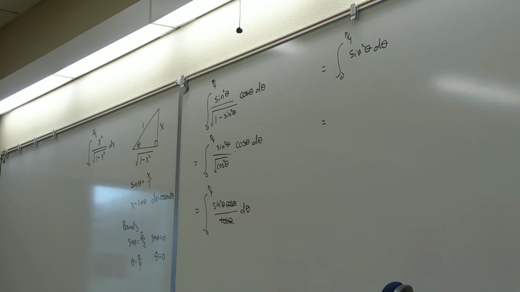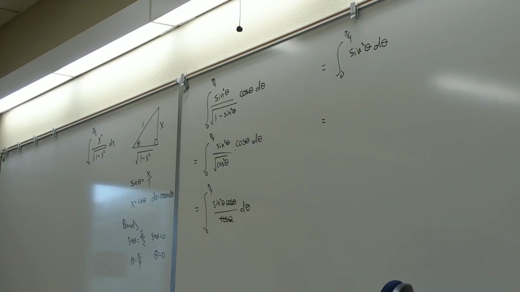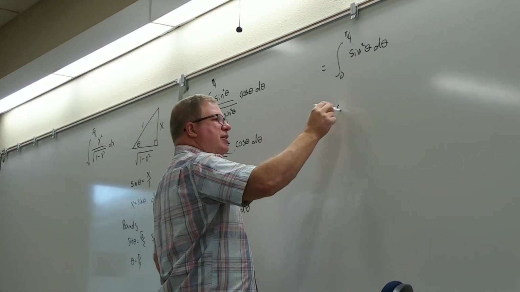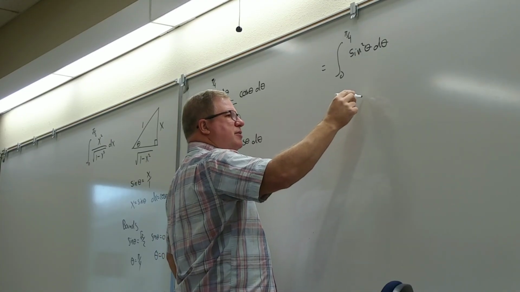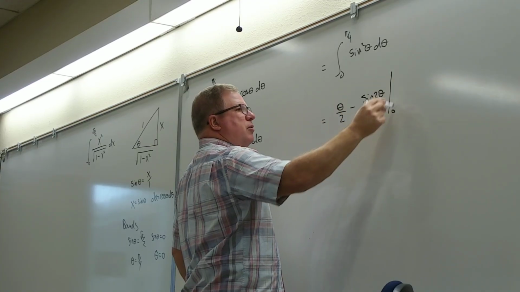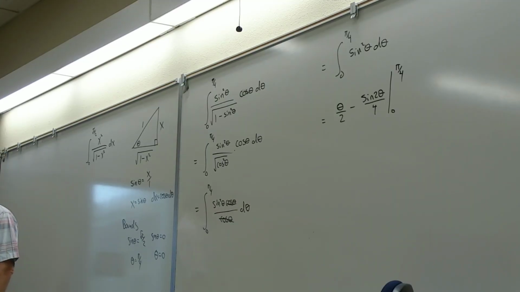Now on the integral sheet, you have a formula there for sine squared. It's toward the bottom. I'm forgetting if it's plus or minus in between. It's minus. So the antiderivative of this is theta over 2 minus sine 2 theta over 4.